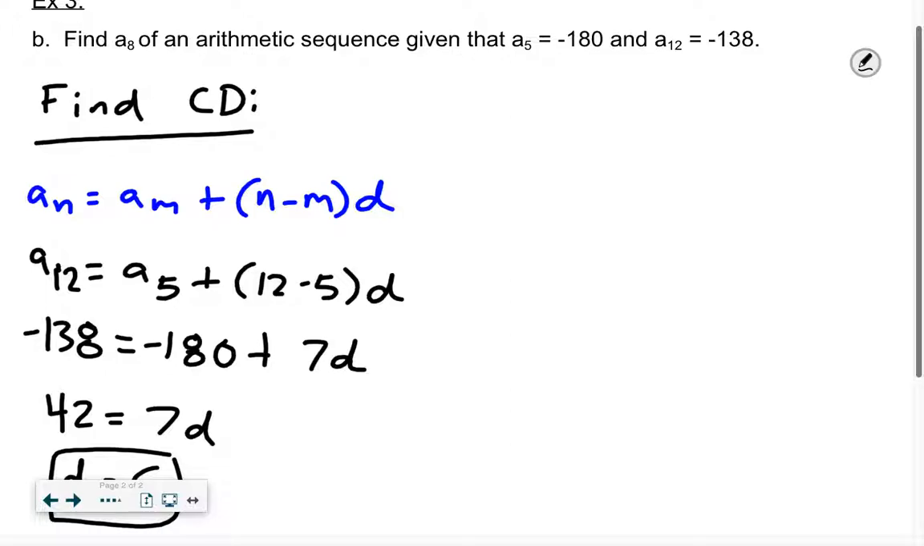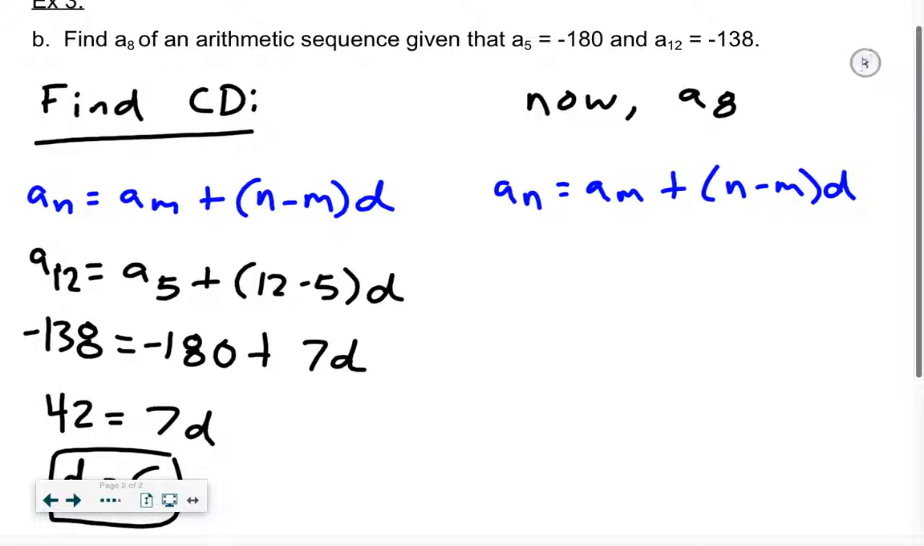So we found the common difference. Now we can go back and solve for whichever one we want to solve for. Now we want to take a look at a sub 8. Let's stick with the n and the m. And again, it doesn't matter to me which one you use. You could use the 5th or the 12th one. Let's use the 12th one just because it's a little bit smaller. We ultimately want to solve for 8, so that's why I'm going to let m be 8.